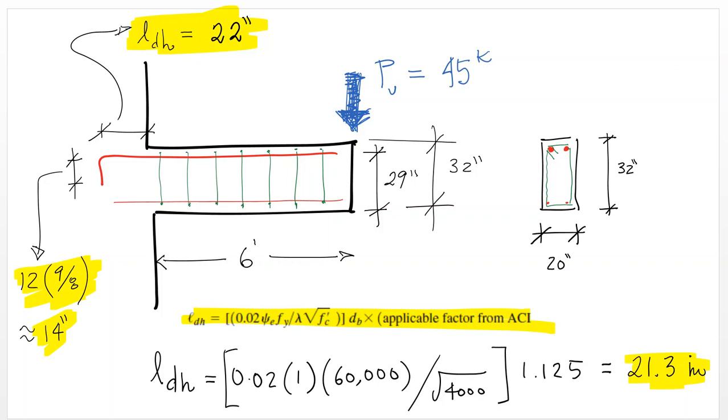We still have to provide the 70 inches this way, but we're able to reduce it by using the hook into the wall.